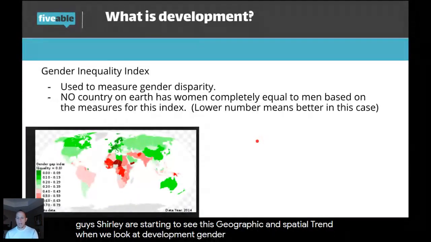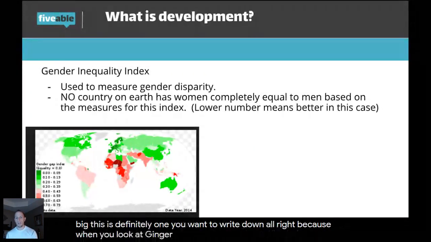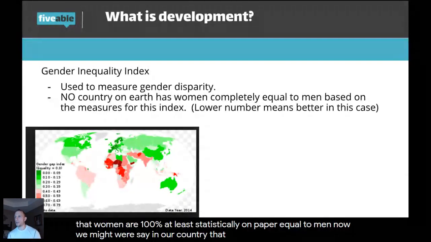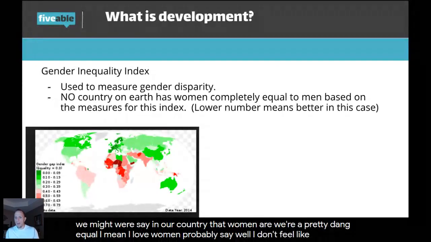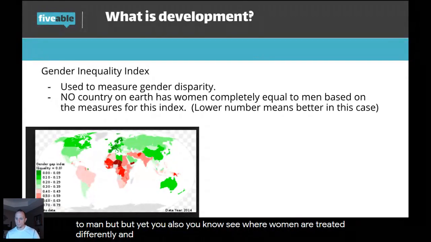Gender Inequality Index. This is another big one, definitely one you want to write down, all right? Because when you look at gender inequality, no country on Earth today has it so that women are 100%, at least statistically on paper, equal to men. Now, we would say in our country that women are pretty dang equal. A lot of women probably say, well, I don't feel like I'm inferior to men, but yet you also see where women are treated differently in the workforce under some conditions.